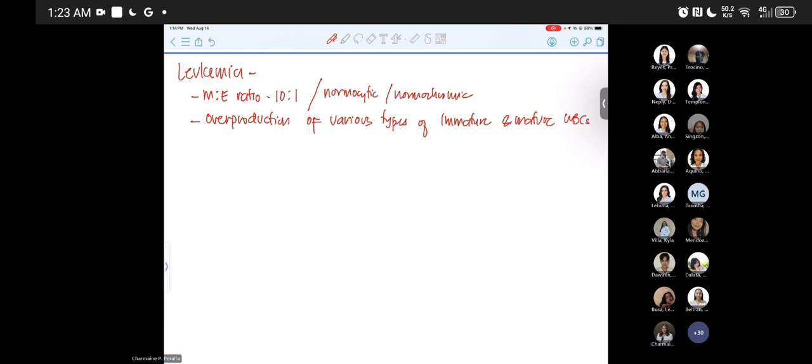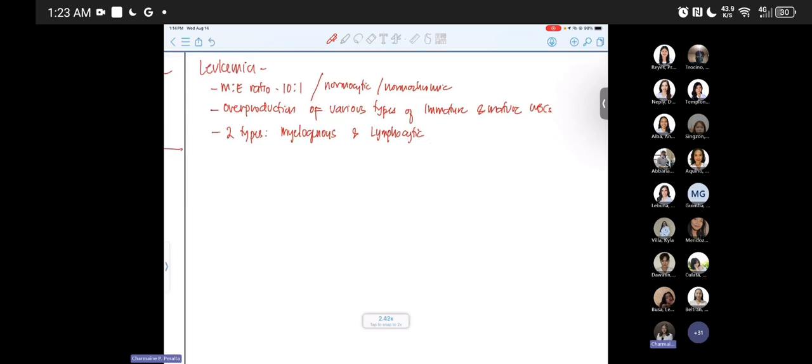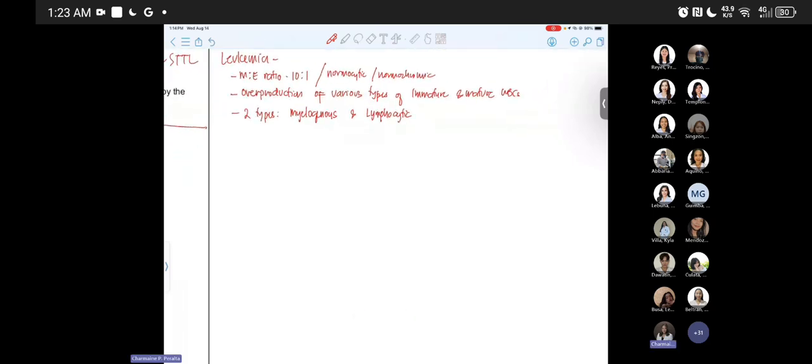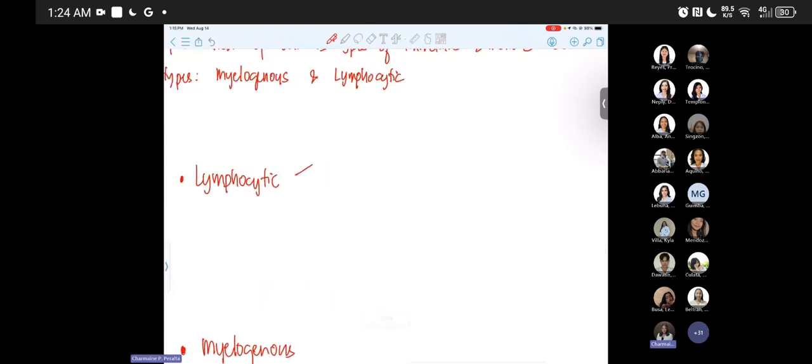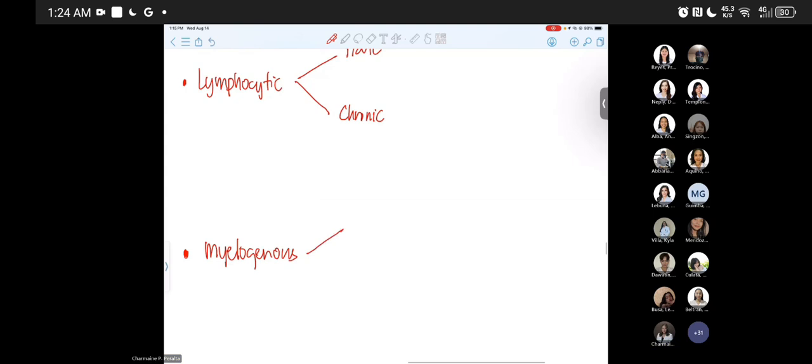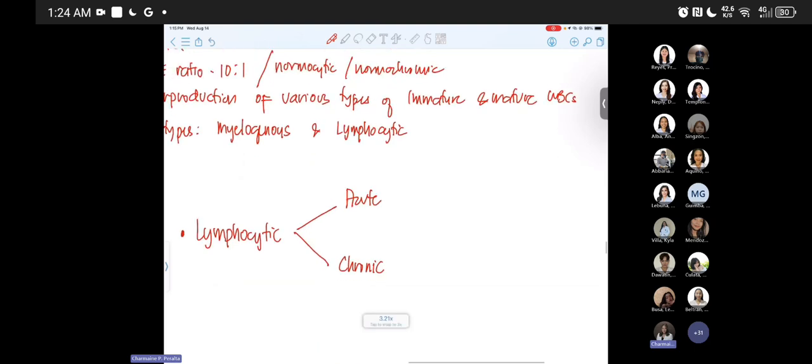And there are two types of leukemia. It is either myelogenous or lymphocytic. So sa leukemia, sabi natin merong lymphocytic and myelogenous. Sa lymphocytic, there are two types, lagi, acute and chronic. Ganun din yung myelogenous, acute or chronic. So unahin muna natin si lymphocytic leukemia.